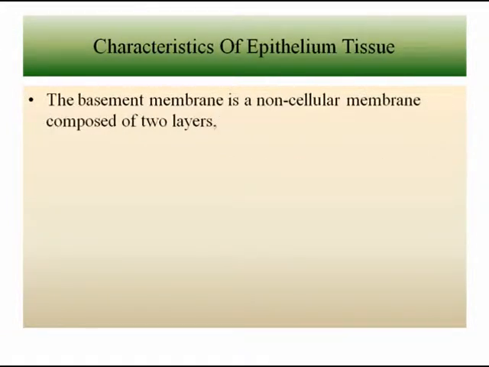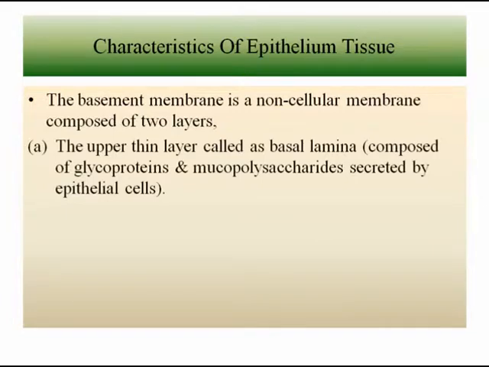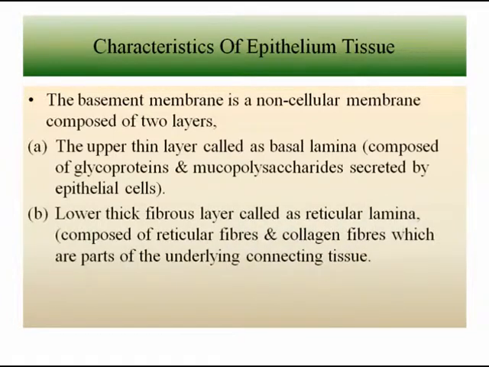The next characteristic is what I have told you in the earlier slide, that the basement membrane is a non-cellular membrane and is composed of two layers. The upper layer, called basal lamina, and the thick layer, which is lower, called reticular lamina. The upper layer is composed of glycoproteins and mucopolysaccharides, and the lower layer is composed of reticular fibers and collagen fibers. This is the composition of the basement membrane.